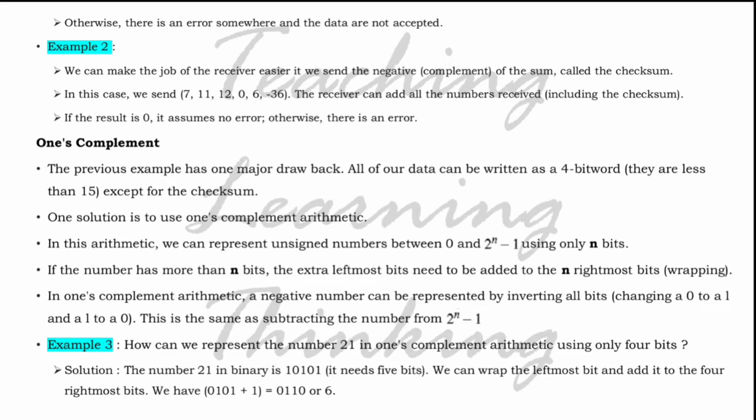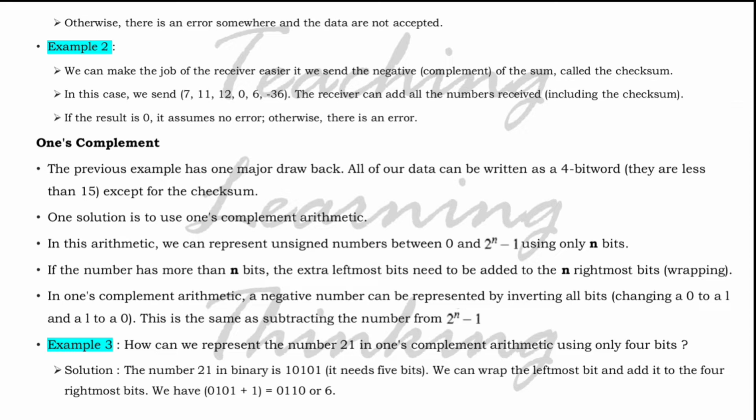That means wrapping. So if the number has more than n bits, then we need to add the extra left bits to the n rightmost bits, wrapping. So in ones complement arithmetic, a negative number can be represented by inverting all the bits. That means 0 to 1 and 1 to 0.